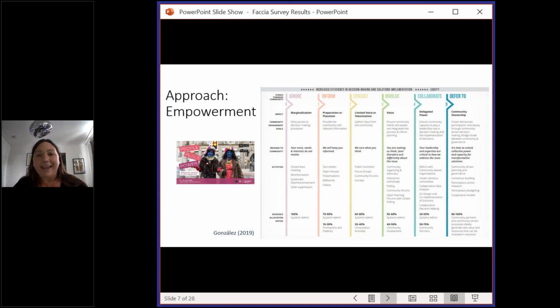And the other approach we're taking is one of empowerment, because that's intrinsically linked to access to opportunities, to having a voice, being able to make decisions. So this particular model here is by Rosa Gonzalez. It's a part of her toolkit. She runs a company called Facilitating Power, and it's a toolkit for environmental and race power, basically. And it's based on Sherry Arnstein's ladder of citizen participation.